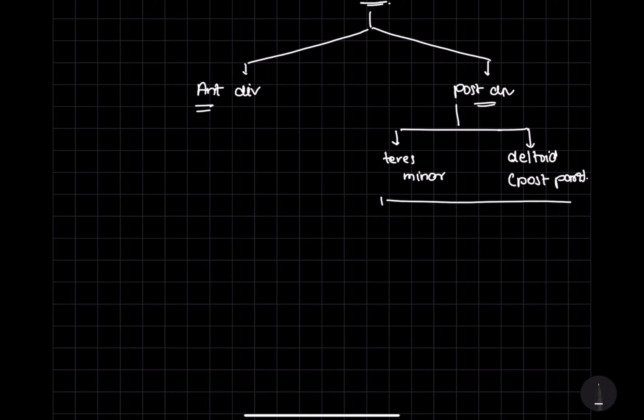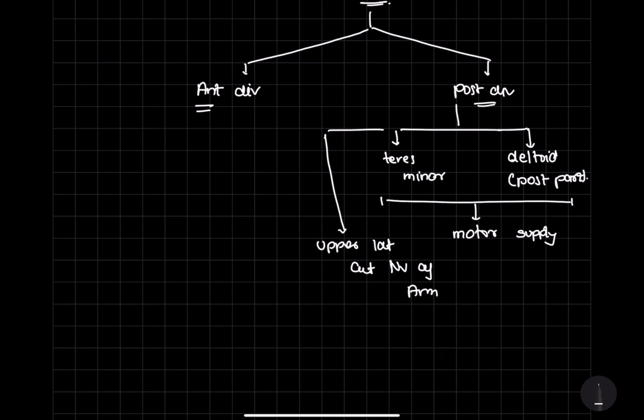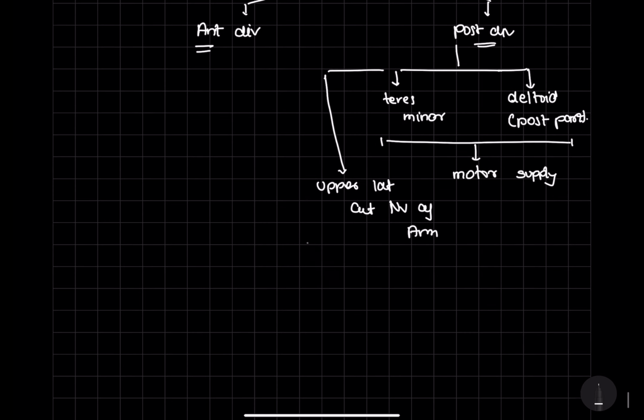This is the motor innervation of the posterior division of the axillary nerve, motor supply. But when we talk about the sensory supply of this division, it comes with the upper lateral cutaneous nerve of the arm. So the posterior division is going to give off three branches. Two will be the motor branches and one will be a sensory branch, and this sensory branch is going to supply skin over the lower half of the deltoid.